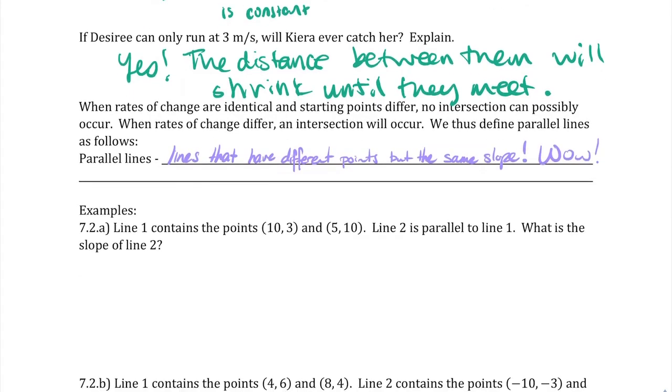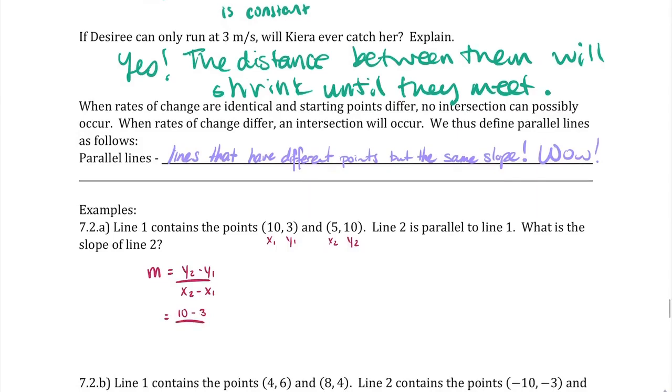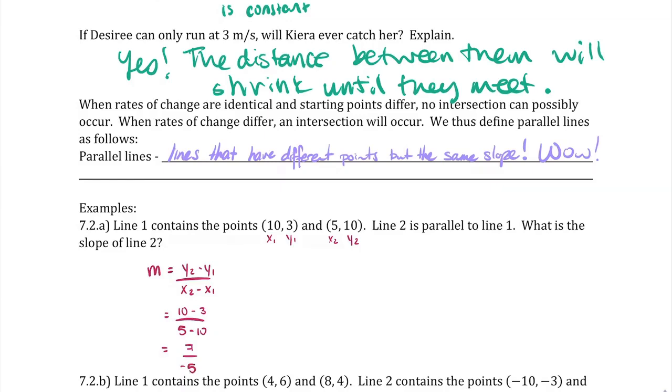Well, first of all, let's find the slope of line 1. We first label our points: x1, y1, and x2, y2. From the last lesson, we know that the slope is the change in y, which is y2 minus y1, over the change in x, which is x2 minus x1. When we plug in these values, we get 10 minus 3 over 5 minus 10. 10 minus 3 is 7, and 5 minus 10 is negative 5. And so we get the slope of negative 7/5.